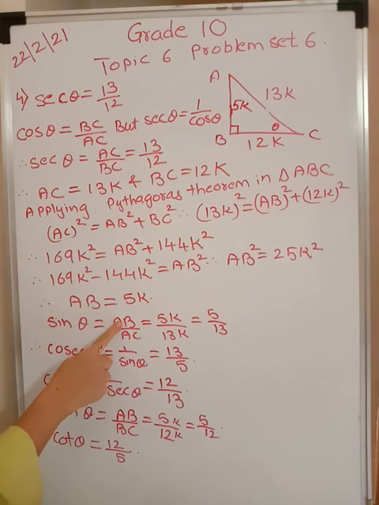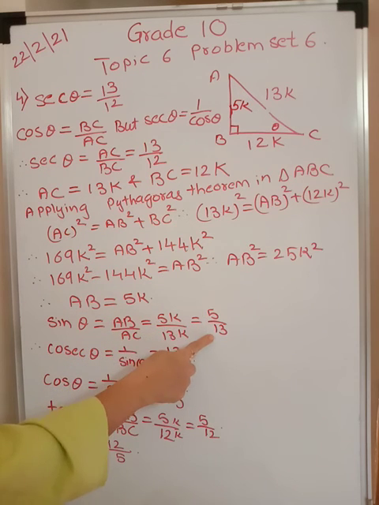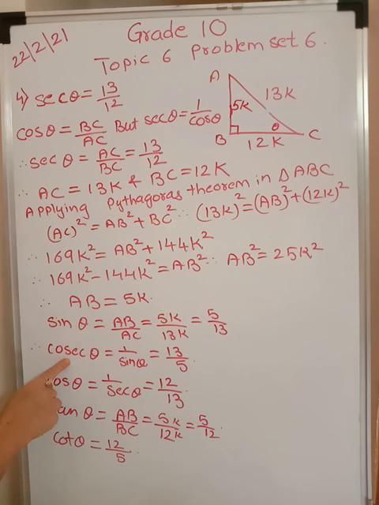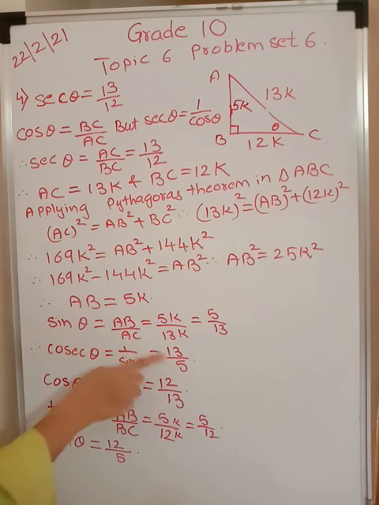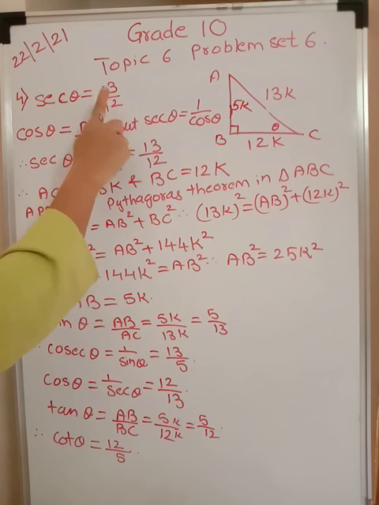Sin theta is opposite side upon hypotenuse. So you have 5k upon 13k, so 5 upon 13. But inverse of sin is cosec. So that will be 13 upon 5. Cos theta is 1 upon sec. Sec is already given 13 upon 12. Inverse of this will be 12 upon 13.